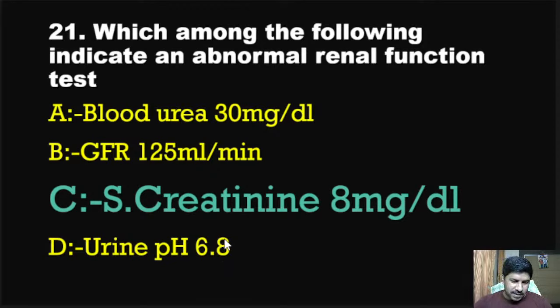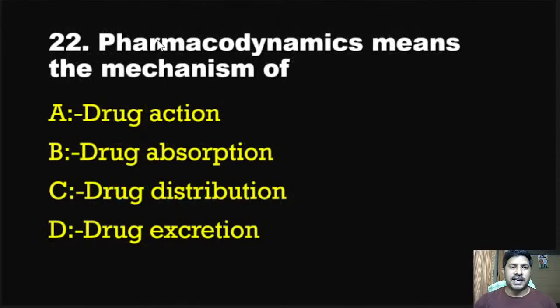Yes, Shika, Nijil, Shivashankari, Jodi, Raju Naik, etc. have commented the correct range of normal value of serum creatinine. That is 0.6 to 1.2 milligram per deciliter. More than that is considered abnormal. Here it is 8 milligram, so it is very high.